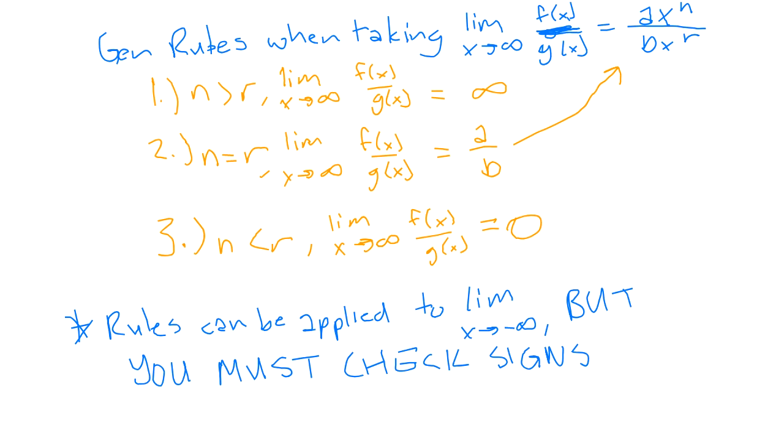So you're just going to have to double check those signs and think about the behavior of the graph at that point. For example, if you have an x to the 4 in the numerator and an x squared in the denominator, those are both always going to be positive, even if you take the limit as x approaches negative infinity. Now, if one of those was an x cubed, that would be a different story. So you just have to always double check and think about the behavior at that point in order to determine your sign.